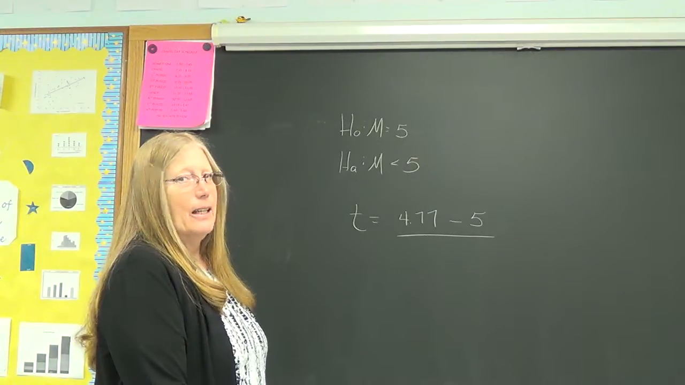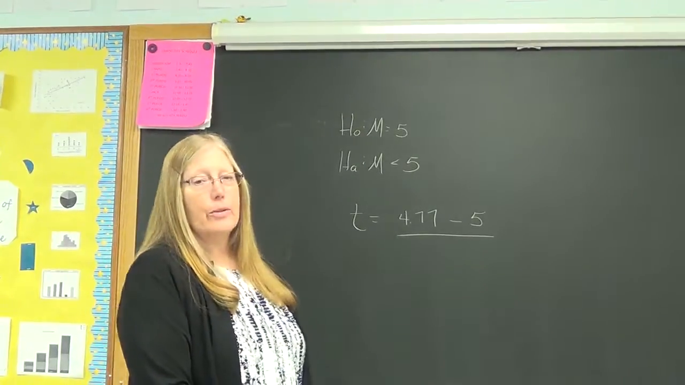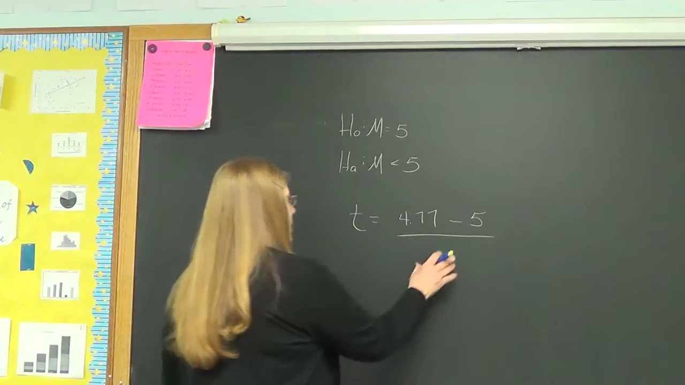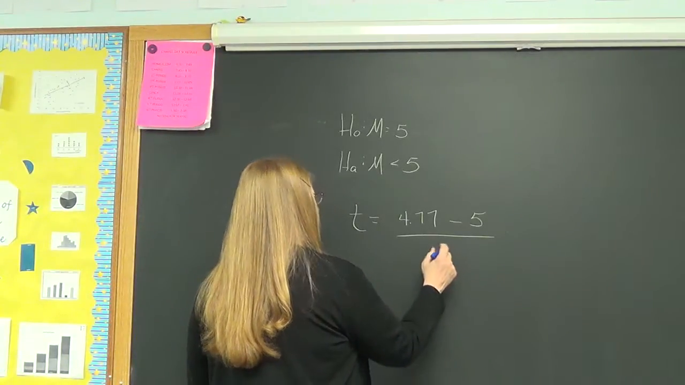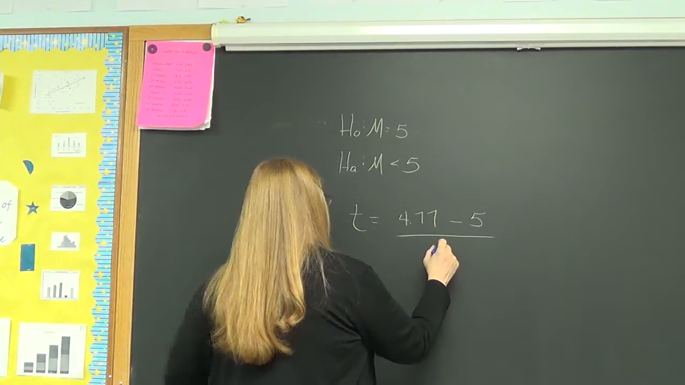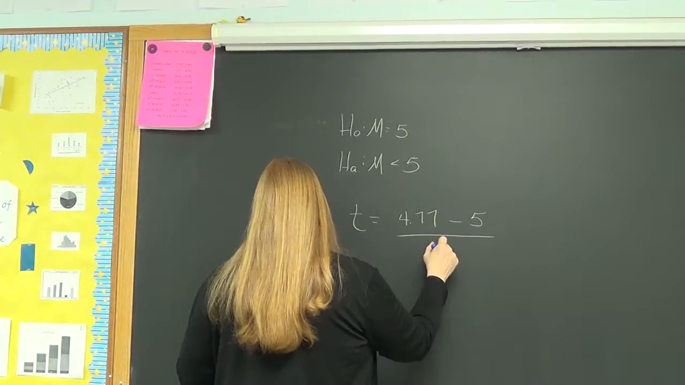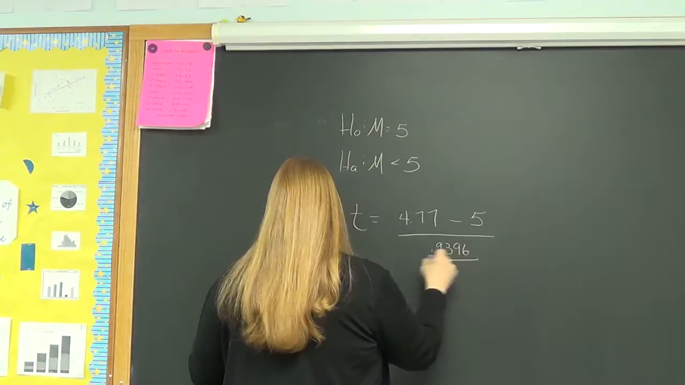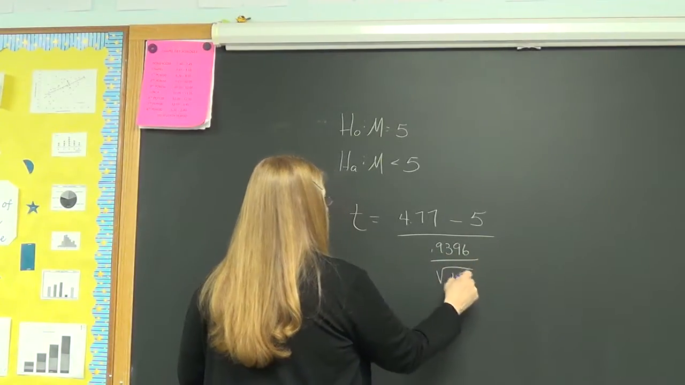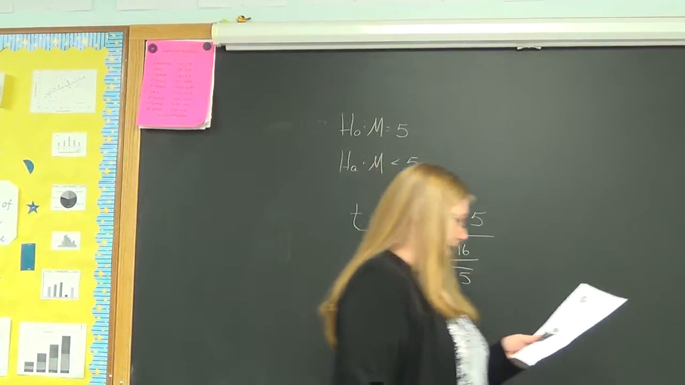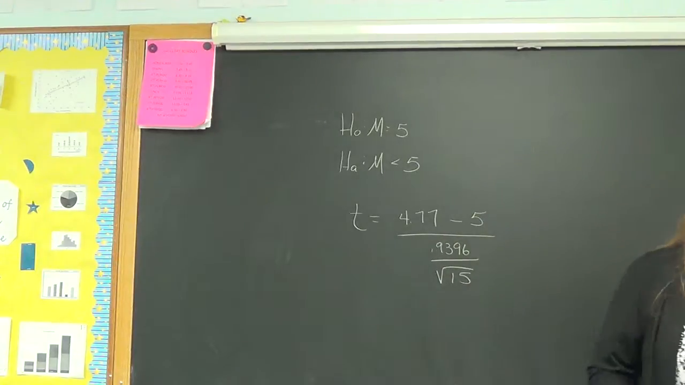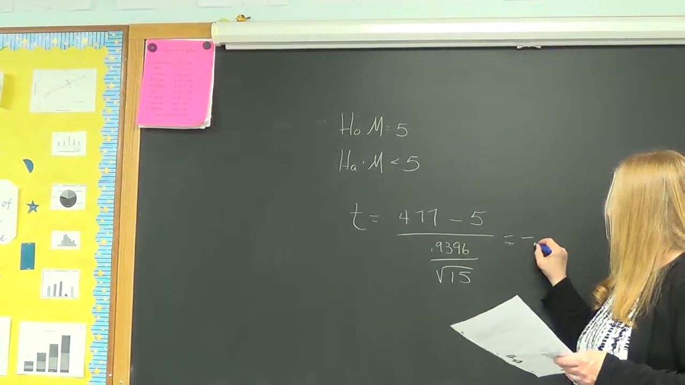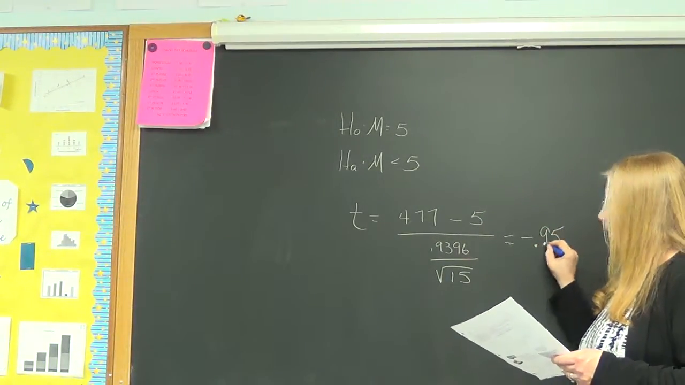Okay, so what goes on the bottom? We need the rest of the test statistic: standard deviation over the square root of n. What is s of x then? 0.9396. Divided by the square root of n, which is the square root of 15. Alright, negative 0.95.